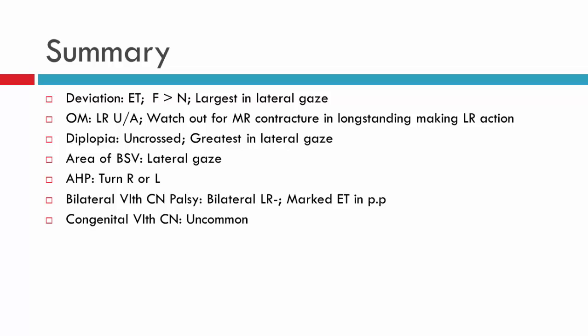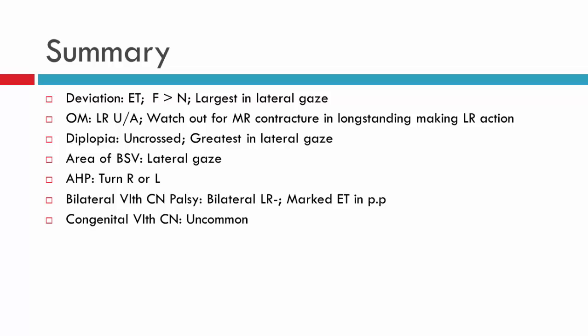Okay, so in summary, a sixth nerve palsy will give you an ET in primary position. The deviation will be larger in the distance compared to near, and obviously it'll be greatest in lateral gaze depending on whether you've got a right or left lateral rectus palsy. And with concomitancy, this will start to settle down, and you will see that the deviation or the esotropia will be similar across the three positions, primary, right and left gaze, if it becomes concomitant.